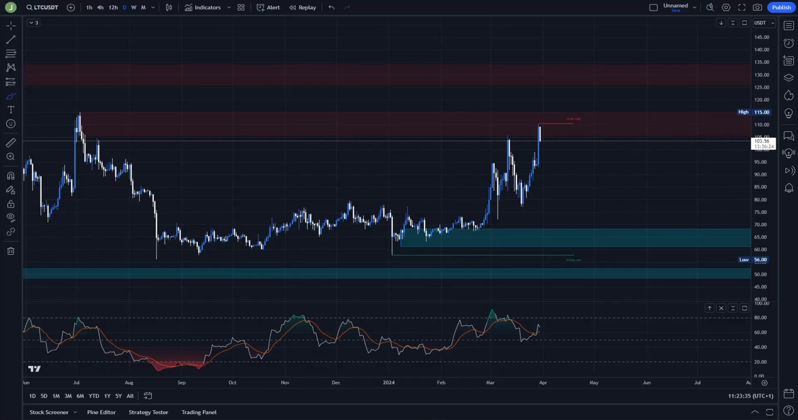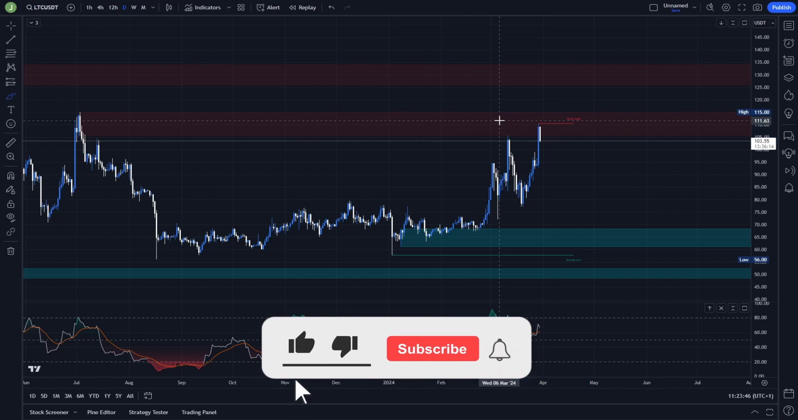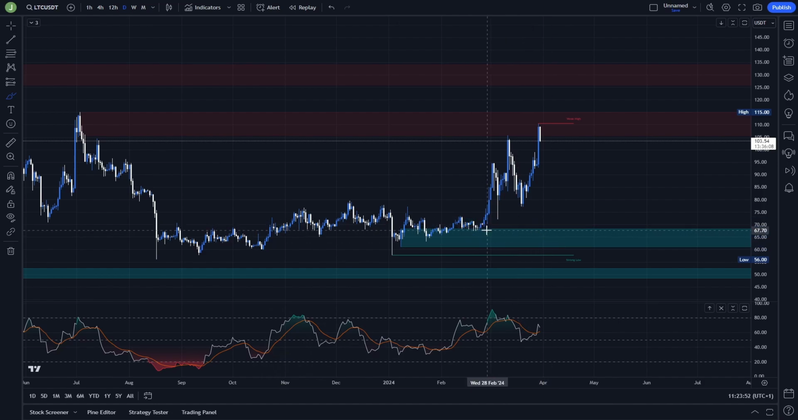Let's start today on a daily time frame. Right now, we are testing, as I said, this resistance area, which is between levels $115 and $105. Also, you can see that historically we are here in this sideways channel. And the main support that I'm currently watching is this bullish order block between levels $68 and $61.